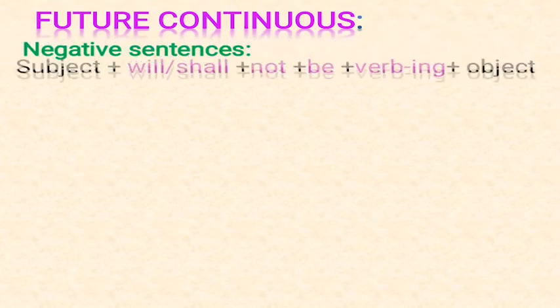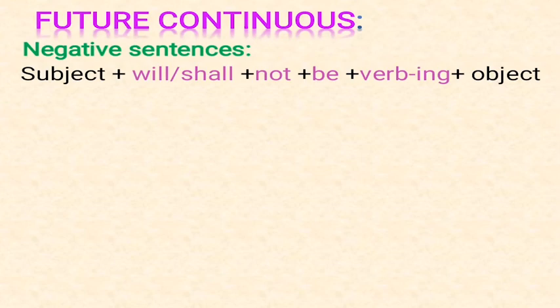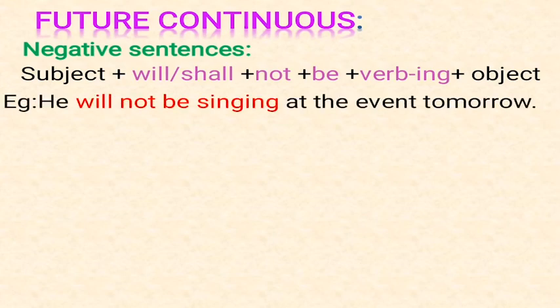So, let us talk about the structure of the future continuous tense for a negative sentence. Already in the first slide I have explained the structure of future continuous tense for affirmative sentences. Now for negative sentences, the structure is subject plus will or shall plus not plus be plus verb in the ing form, which we also call the present participle, plus object. For example, he will not be singing at the event tomorrow.